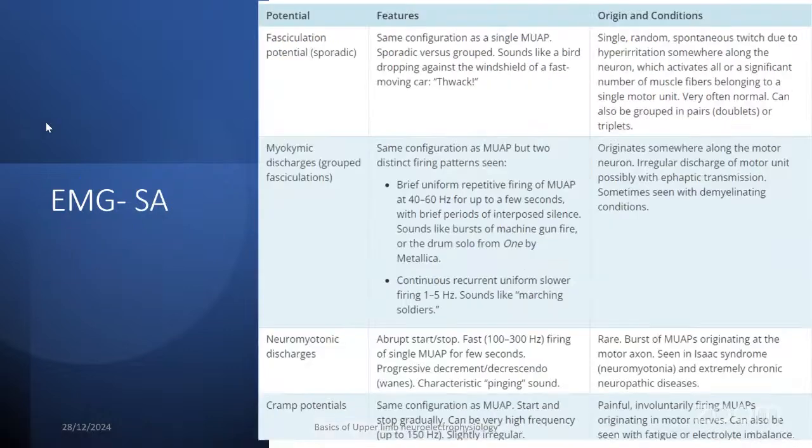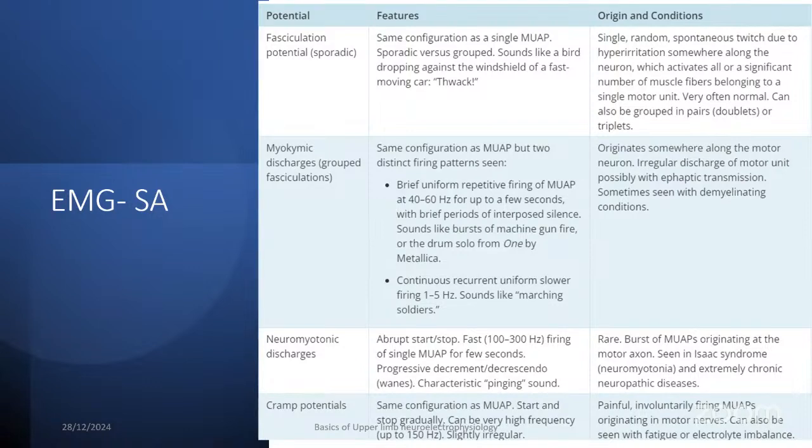And what are the discharges which we should know? Fasciculation potentials have the same configuration as a single MUAP. They are sporadic, and when grouped they sound like a bird dropping against the windshield of a fast moving car. Whack. So it is a single random spontaneous twitch due to hyperirritability somewhere along the neuron, which activates all or a significant number of muscle fibers belonging to a single motor unit. Very often it can be normal, and can also be grouped in pairs or triplets, fasciculation potentials.